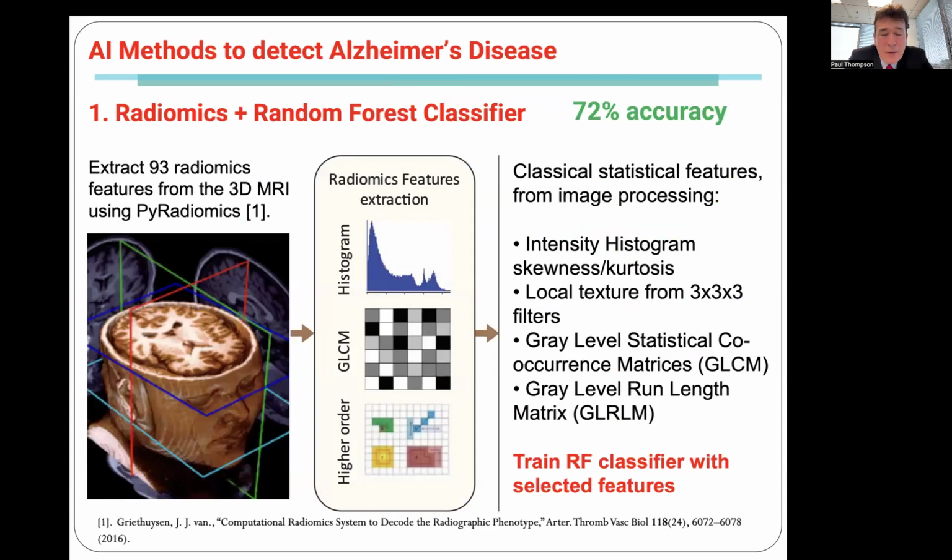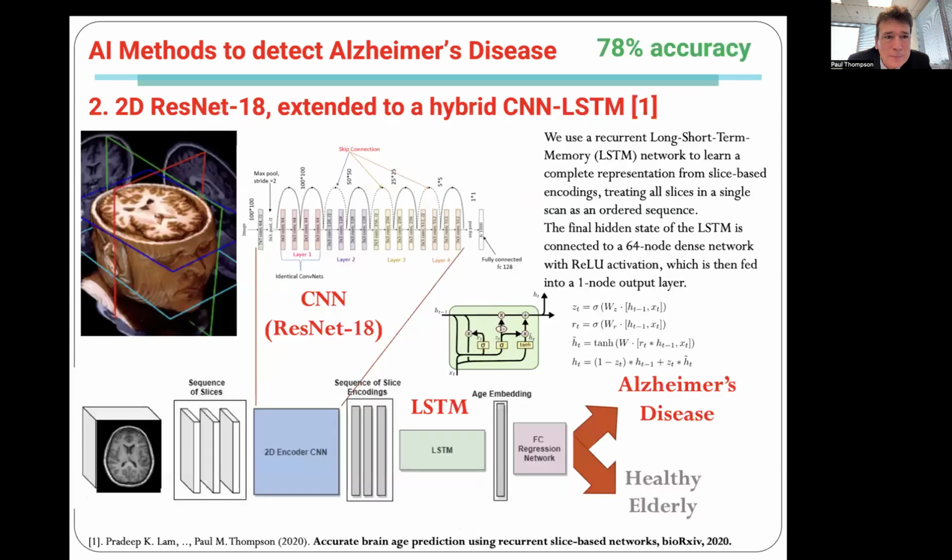So you could use radiomics. That means you just define some features in the image, maybe the texture, the edge strength. It could be something about the histogram of the image. And rather than have the convolutional neural network identify these features itself, you just combine them using any machine learning method, even a random forest classifier would be fine. This is 72% accurate in detecting Alzheimer's disease. It's not bad, but we can do better.